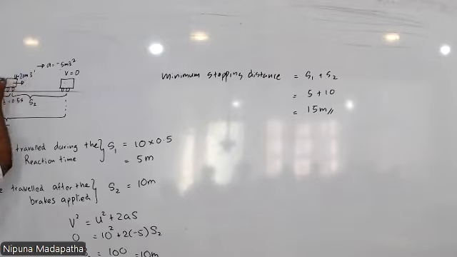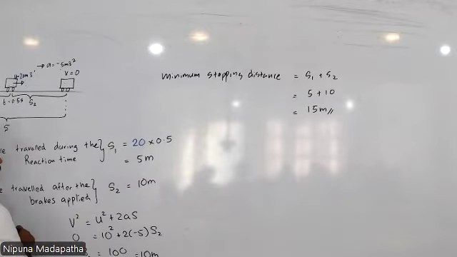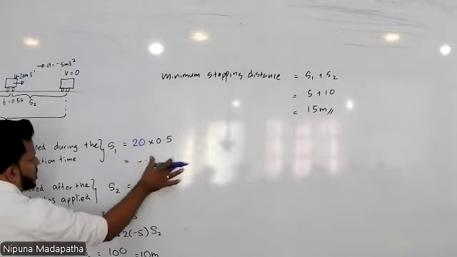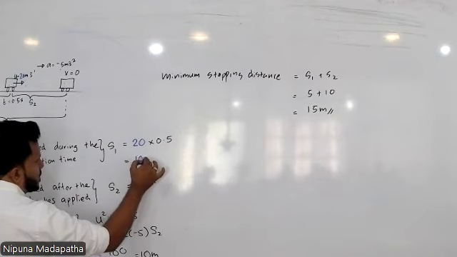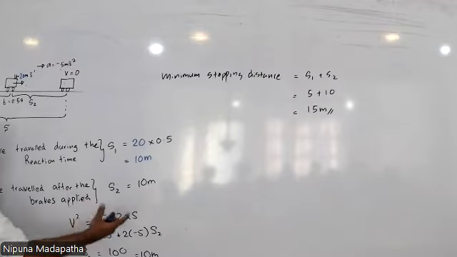Repeat the same procedure, right? So the only thing you need to change is take the speed as 20. So 20 into 0.5, 10 meters. Right? Here also the initial speed is 20. Deceleration is the same because same vehicle.